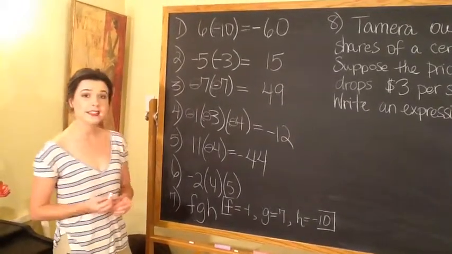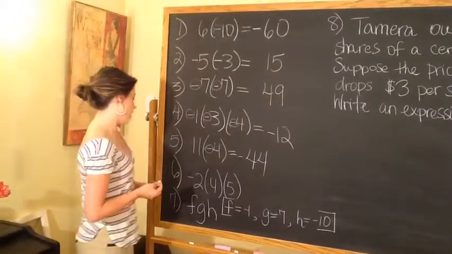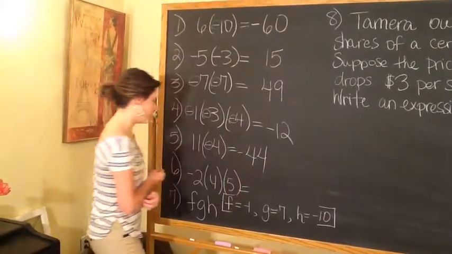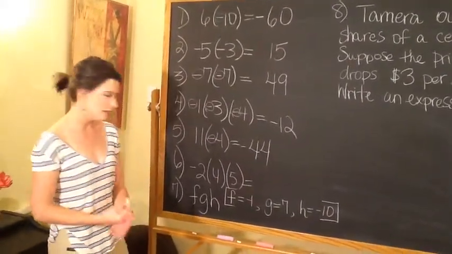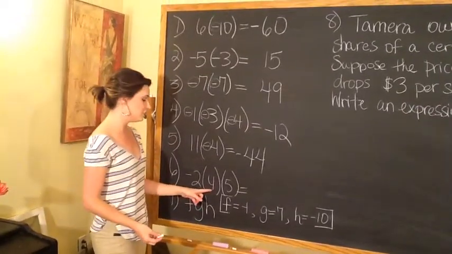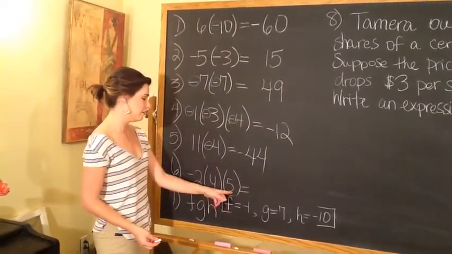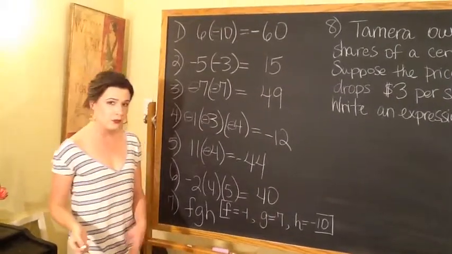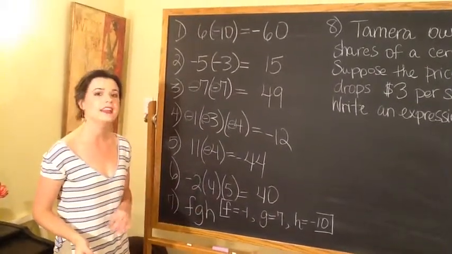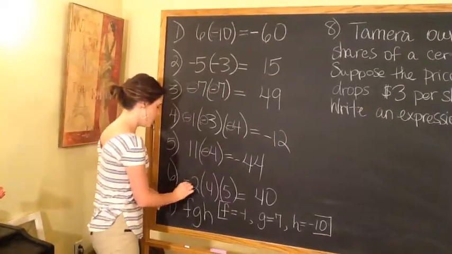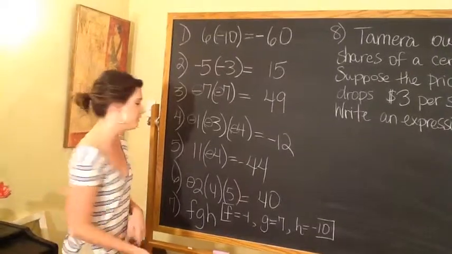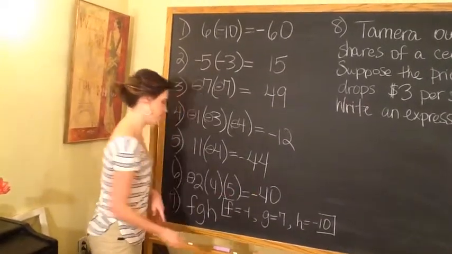Alright, let's go ahead and look at example number 6. We have negative 2 times 4 times 5. So let's go ahead, first step, multiply across. We have 2 times 4, which gives you 8, and then 8 times 5, which gives you 40. And then let's figure out if it's a positive 40 or a negative 40. So we need to go ahead and add up our negative signs. We have one negative sign, and since 1 is an odd number, our answer is going to be negative.